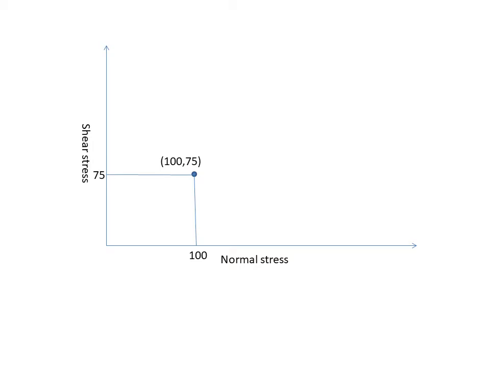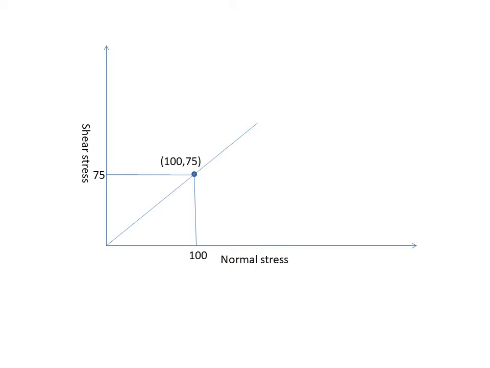Now only one point is given and it is mentioned that it is a sandy soil. So remember, sandy soil will not have cohesion. The c value for sandy soil will be equal to 0. So your Mohr failure envelope will not have any y-intercept. It should pass through the origin.